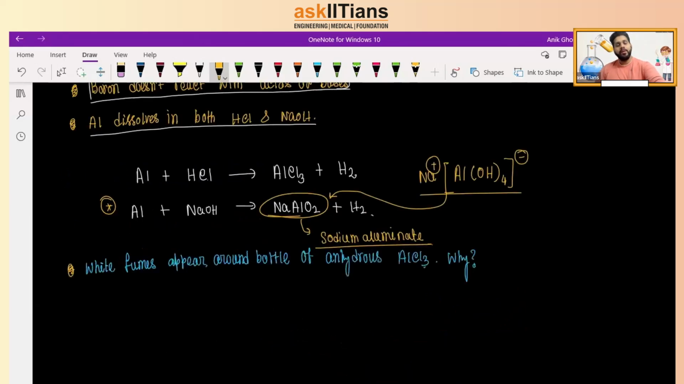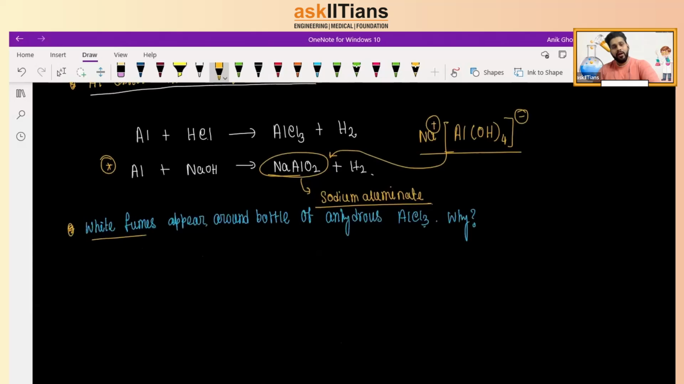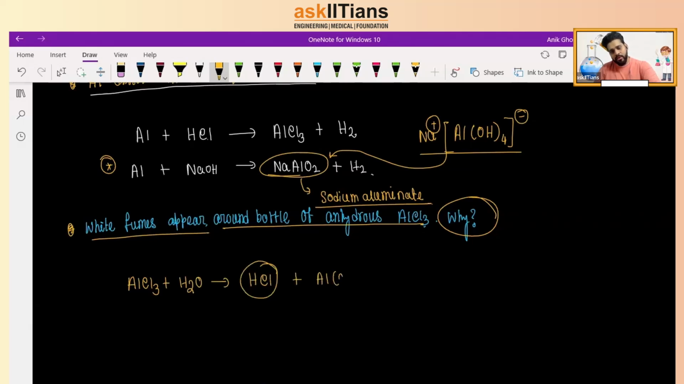Okay, now coming to the next one: white fumes appear around the bottle of anhydrous aluminium chloride. Why? Simple, guys. When you have anhydrous aluminium chloride, that means you do not have water in it. And if you keep it in a bottle, it reacts with the water in the air, and from there it forms HCl and Al(OH)3.